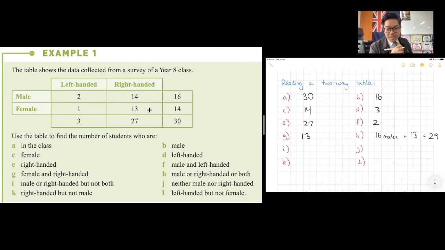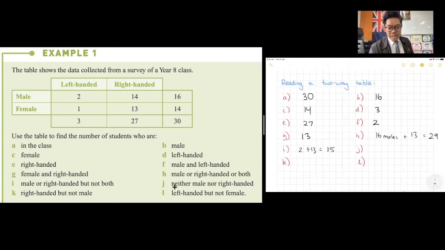Now let's go to these ones. The next 4 will be slightly trickier. So let's see, this one says male or right-handed, but not both. So if I'm looking at male or right-handed, but not both, that means we don't want right-handed males, right? So we want the 2 that count. And then there's also 13 for the females that are right-handed and not male. So we've got 2 plus 13 here, so that's going to give me an answer of 15.